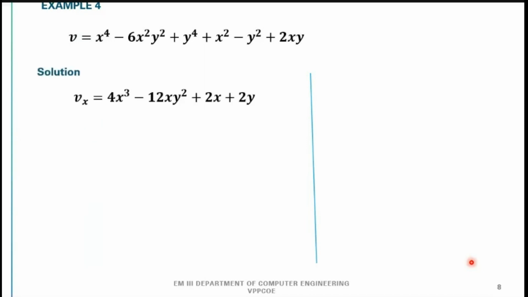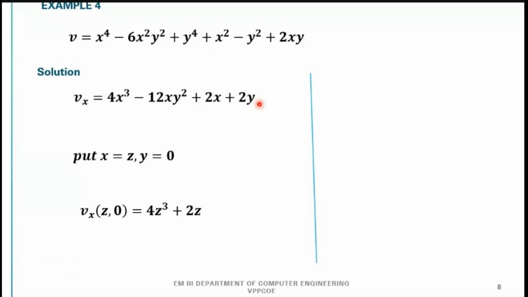तो हमें क्या करना है? Vx इज इक्वल टू, इसको हमें डिफरेंशिएट करना है. तो x raised to 4 is 4x cube, 6x square, that will become minus 12x, y square remains as it is, y raised to 4 का 0 हो जाएगा, x square का 2x, इसका 0 हो जाएगा, 2xy का 2y. Put x is equal to z, y equal to 0. जहाँ पे y का टर्म है वो पूरे 0 हो जाएंगे. तो I will get only 4z cube plus 2z. Okay? Plus 2z.